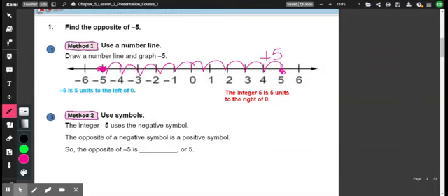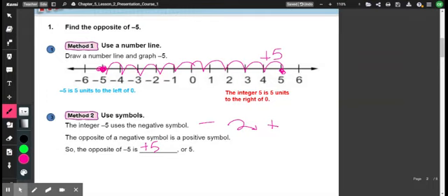Or method 2, you can use the symbol. The integer -5 uses a negative symbol. The opposite of a negative is a positive, right? So the opposite of a negative symbol is a positive symbol. So the opposite of -5 is +5 or just 5.